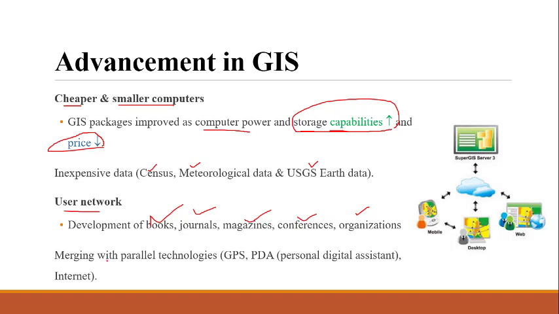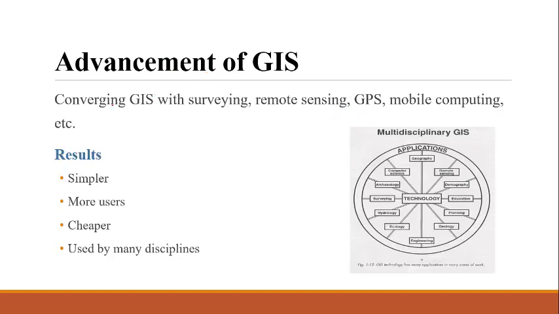Also, the merging of parallel technologies like GPS, PDA, and the internet helped in the advancement of GIS. Converging GIS with surveying, remote sensing, GPS, mobile computing, etc. GIS can be easily converged with remote sensing, GPS, and mobile computing, etc. So it is also helpful.